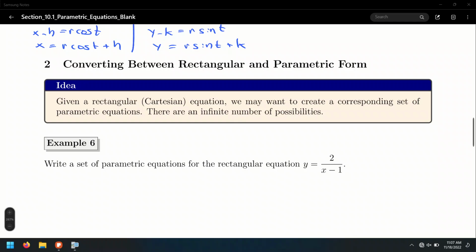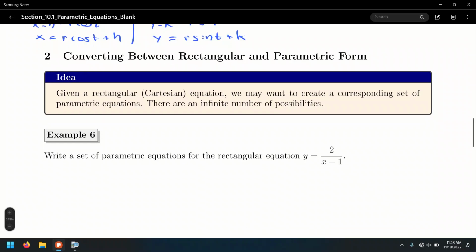So, given a rectangular or Cartesian equation, we want to create a corresponding set of parametric equations. And by the way, the way to parameterize a rectangular equation is not unique. In fact, there are infinitely many ways to get this done. For now, we're going to do a few in which it doesn't matter which one it is. However, let me give you an idea here.